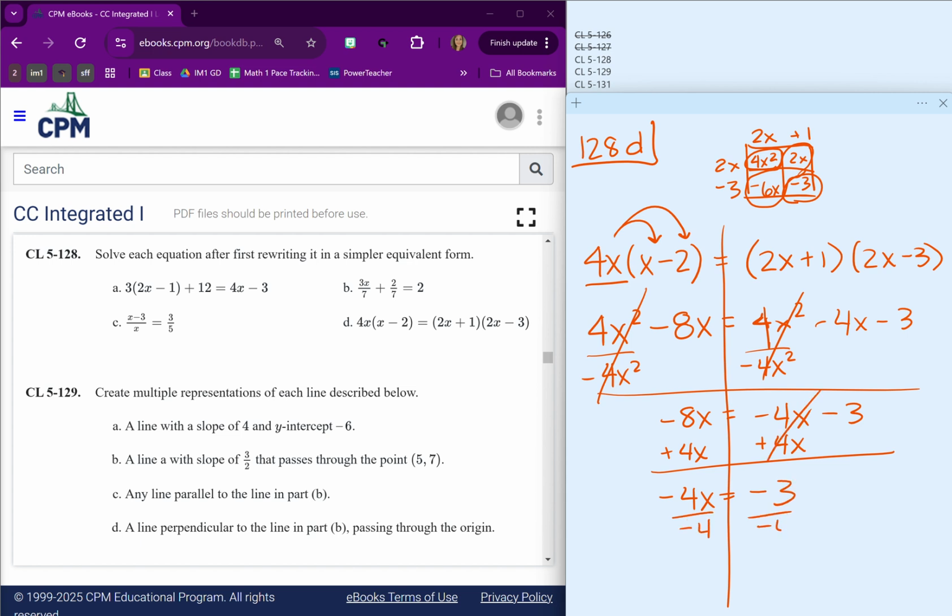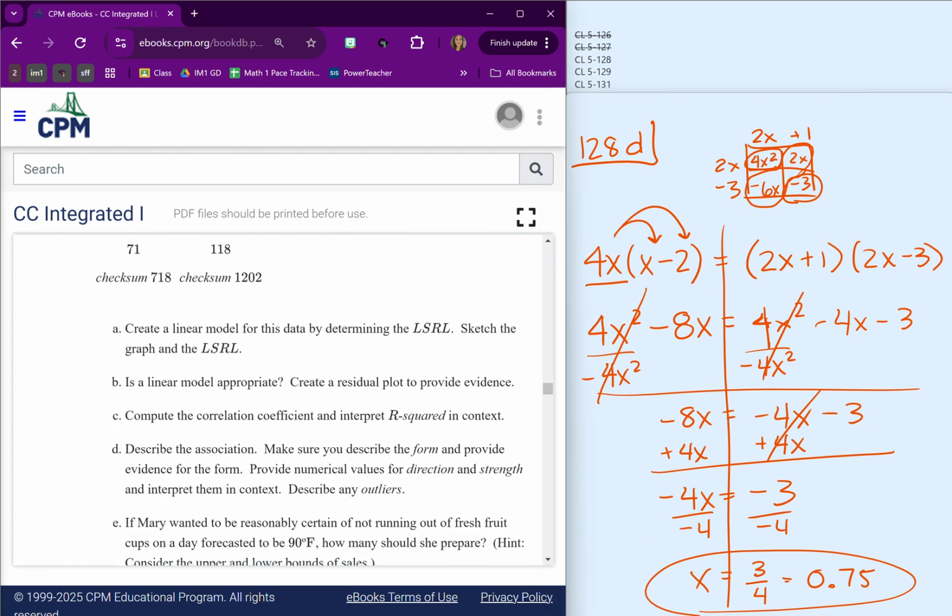Now I divide both sides by negative 4. A negative divided by a negative is a positive. If you turn this into a decimal, I'll accept that too. Either a fraction or a decimal for this one. Again, these were really tricky.